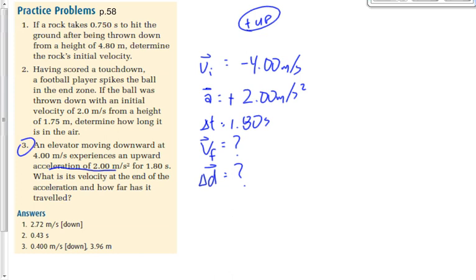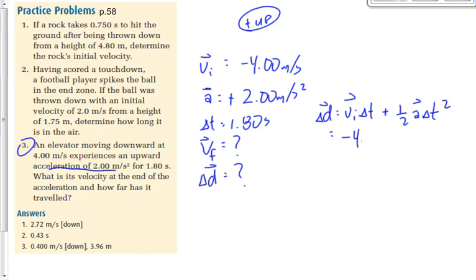The first thing that struck me when I saw this question is actually delta D. I said delta D is equal to VIT plus 1/2 AT squared. I don't know if that's the best way to do it. I don't care. All I care is that that's a valid equation, and I think it's going to get me delta D, which I want.